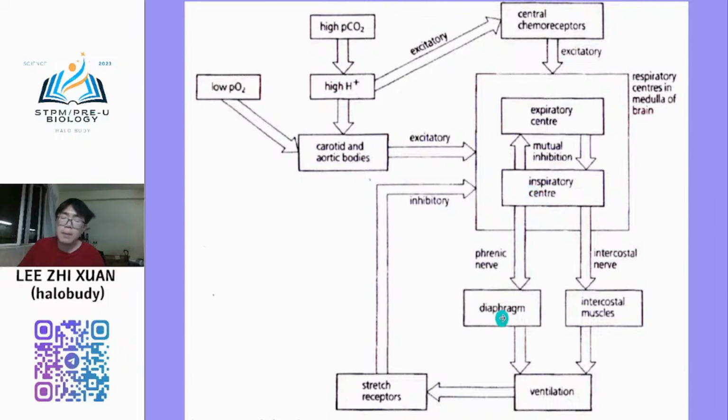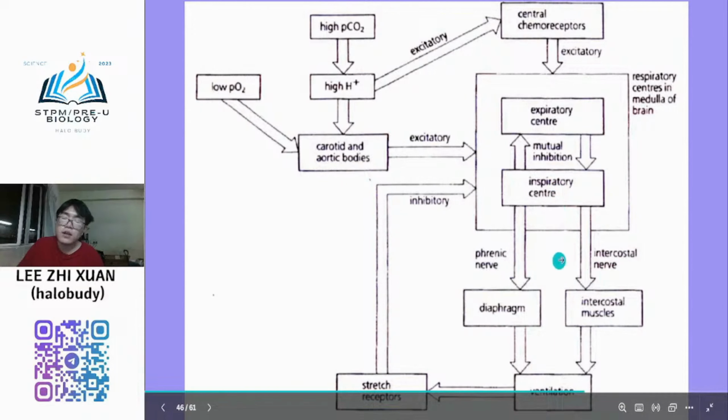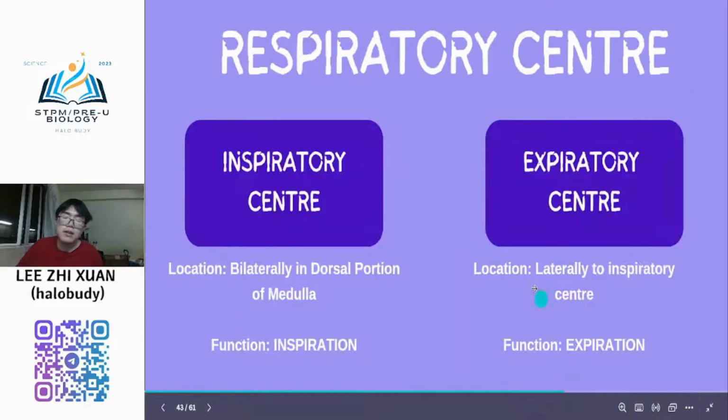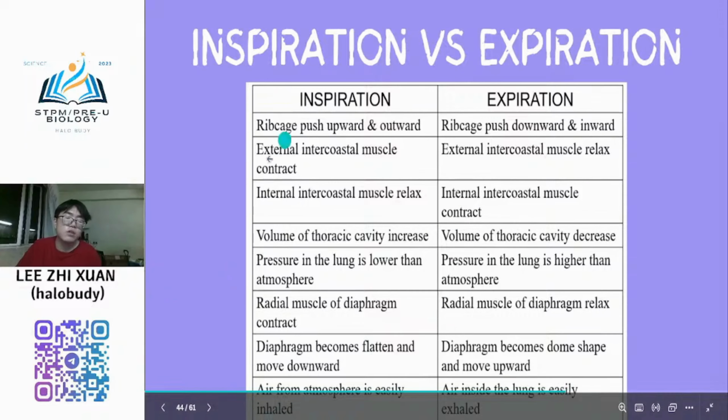It will send impulses to the diaphragm and also the intercostal muscle. The nerve involved in the diaphragm is called the phrenic nerve, and the nerve involved in the intercostal muscle we call the intercostal nerve. Okay, so once the inspiratory center is stimulated, it will go to the diaphragm, and the diaphragm will contract. The diaphragm contracts and the external intercostal muscle contracts, while the other is relaxed. You should learn this in inspiration, so all of the inspiration you need to mention.